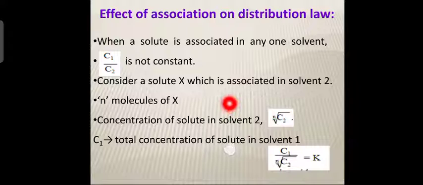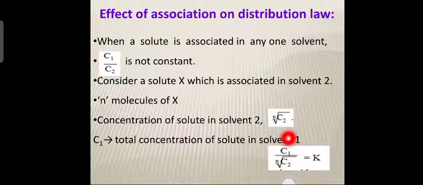Suppose 2 molecules are associating, square root of C2. Suppose 3 molecules are associating in solvent 2, cube root of C2. Suppose it is solvent 1, square root of C1, like that. So this is solvent 2, therefore C2. C1 is the total concentration of the solute in any one of the solvents. We assume that only in solvent 2 is it undergoing association, not in 1. Therefore C1 remains the same.